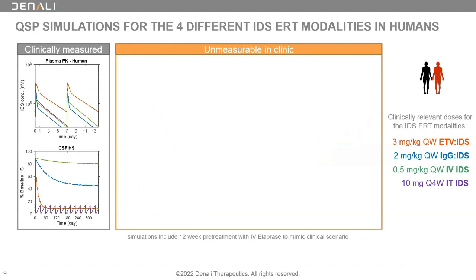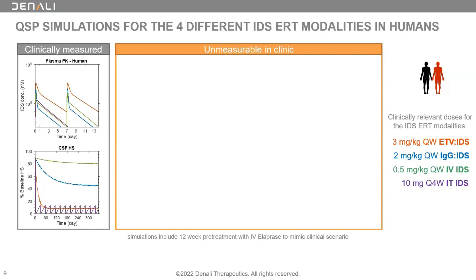the four scenarios that we are looking at in this case: ETV IDS, IgG IDS, and elaprase through two dosing routes of delivery. These are clinical simulations, and what I'm showing in the first panel is the clinical measurements that are available to us, and these are representative reference simulations, if you may, that capture the limited clinical data that is available. What we have on the top panel is plasma PK in humans, and what we have in the bottom panel is the heparin sulfate reduction that is measured in CSF.